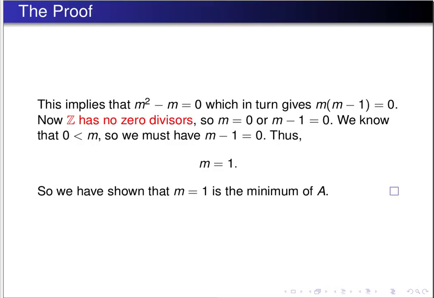So we've just proved that 1 is the smallest integer greater than 0.